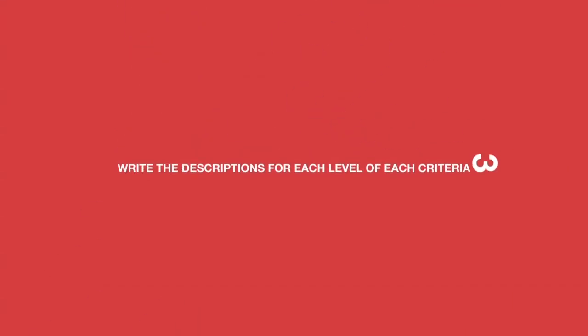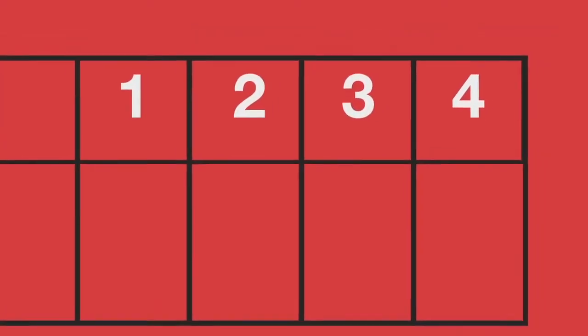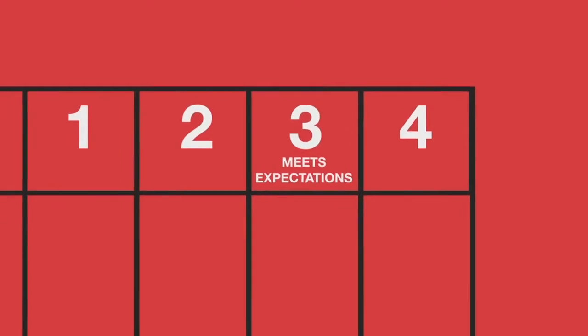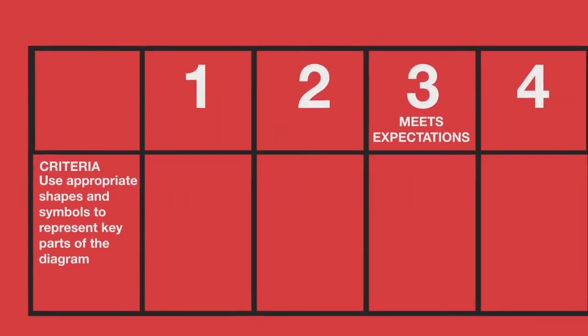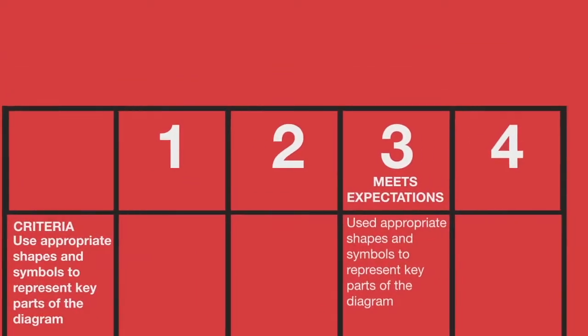Step 3. Write the descriptions for each level of each criteria. On a 4-scale rubric, the best place to start writing your descriptions is at level 3, the level that meets expectations. In level 3, you will describe what a student does to meet expectations. For example, for the criteria of using appropriate shapes and symbols to represent key parts of the diagram, I can write in, used appropriate symbols to represent key parts of the diagram. That was really simple. Writing level 3 is sometimes really easy. Now I can move to level 2 or 4.